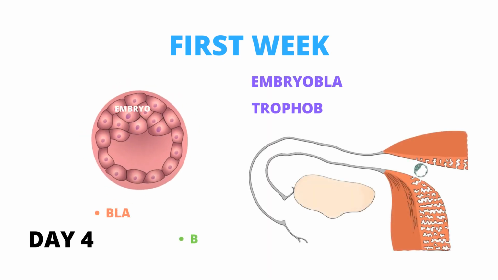On day 4, the morula enters the uterus, and fluid begins to penetrate through the zona pellucida into the intercellular spaces of the inner cell mass. This results in a fluid-filled space called the blastocele. At this time, the embryo is called a blastocyst, and the embryoblast is positioned at a pole called the embryonic pole, and the trophoblast cells flatten and form the blastocyst wall.